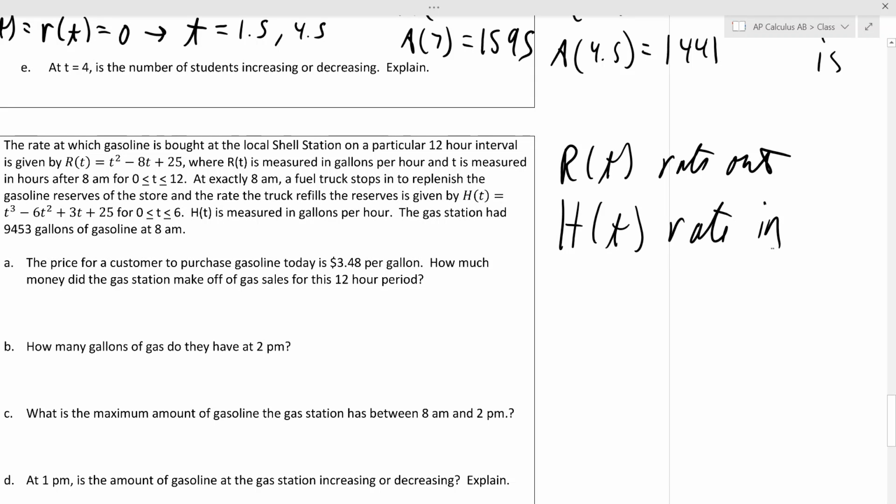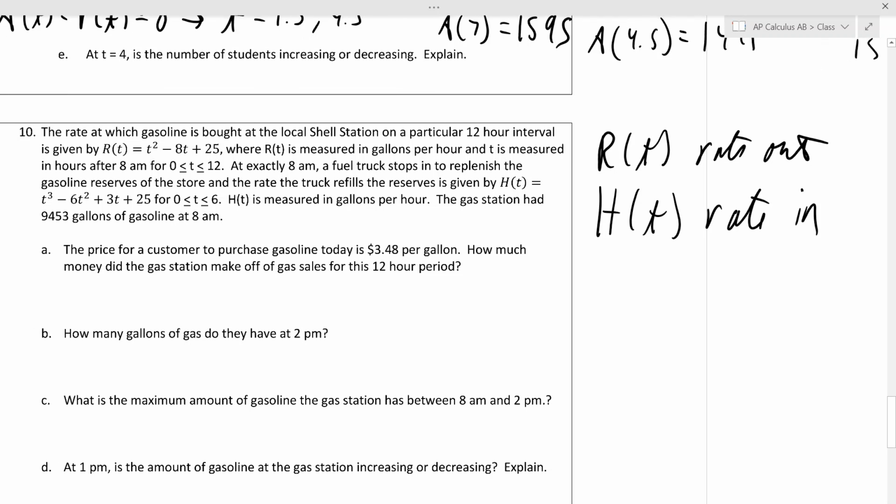is the rate in. Hey, E, you all right, dude? What are you doing? You recording that?